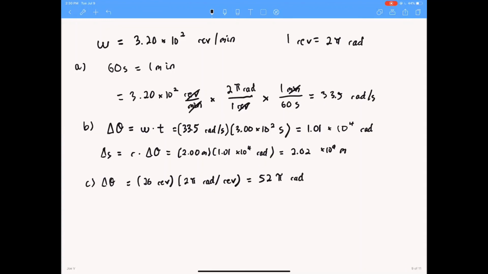Now we're solving for the angular velocity as it increases. That's omega, which equals delta theta, our new delta theta, divided by delta t, which is change in time, which equals 52 pi radians over 3.60 seconds, which equals 45 radians per second.